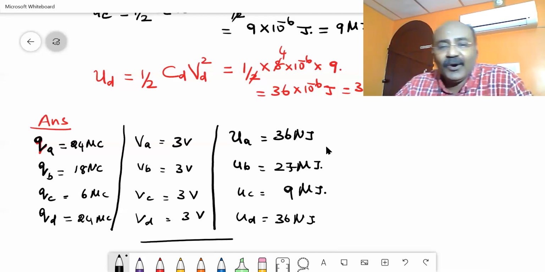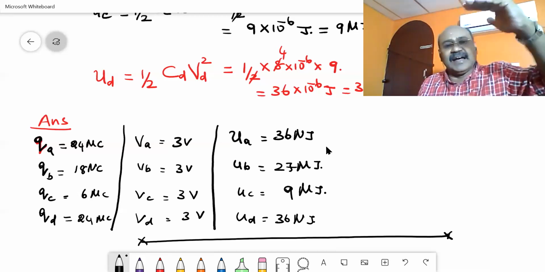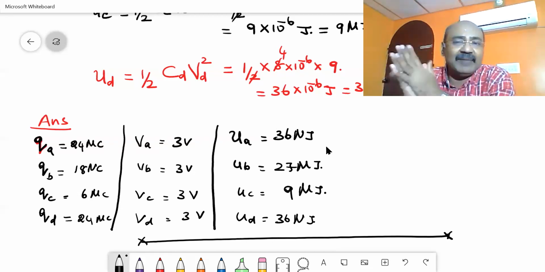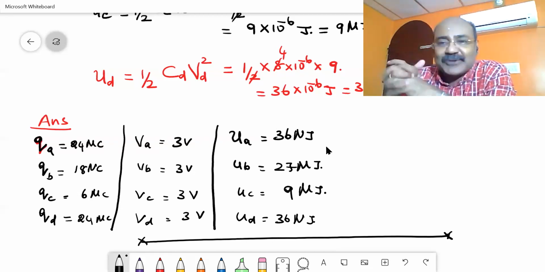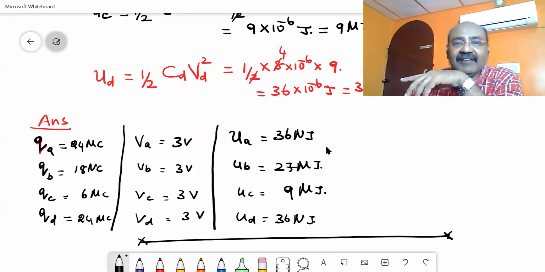Hope you have understood. First of all, you simplify, and in order to calculate charge and potential difference, you go in the reverse manner in that diagram. Very well, you can calculate. If you are having any problem, just inbox me. I will clarify your doubts. Let us move on to the next problem.